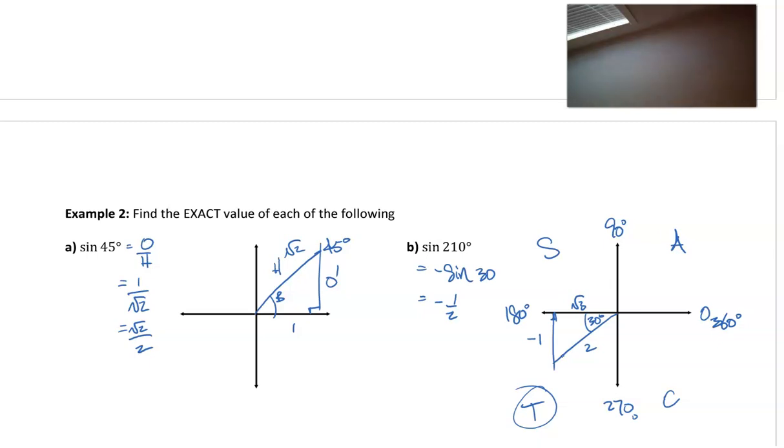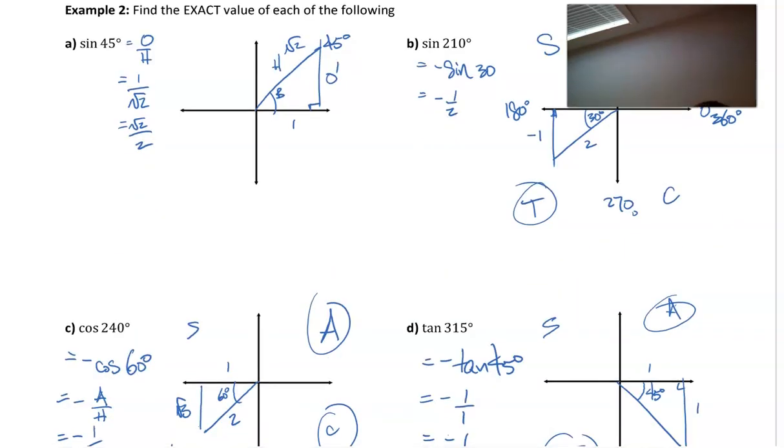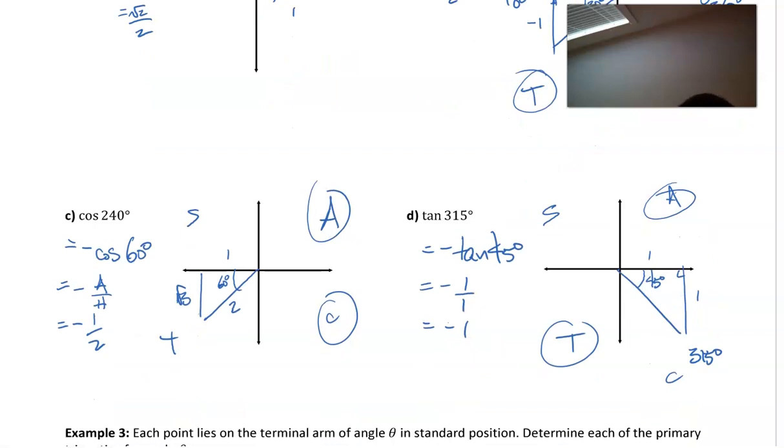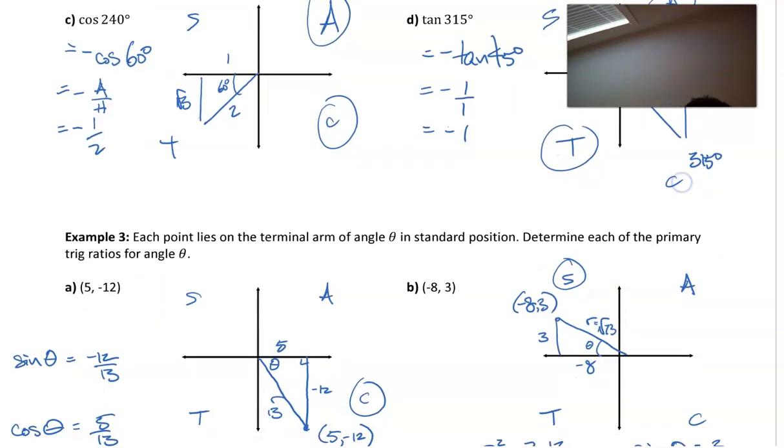1 over 2. And we know it's negative because 210 puts us into a negative situation over there in the third quadrant. Then you guys practice the one for cosine and the one for tangent and work it out, and you'll be able to get these answers, right? And so forth. Make sure you can do that.